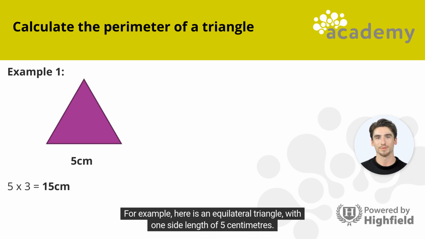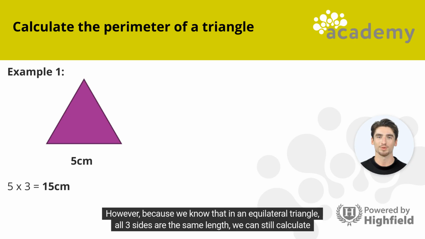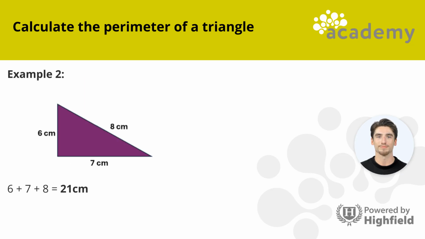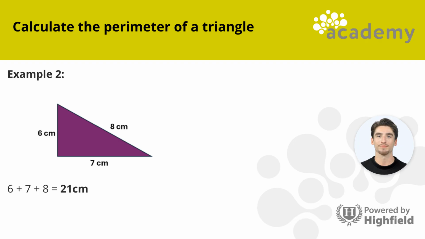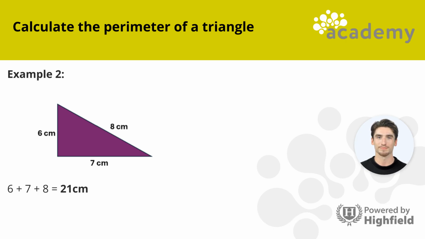For example, here is an equilateral triangle with one side length of 5 centimeters. However, because we know that in an equilateral triangle, all 3 sides are the same length, we can still calculate the perimeter. 5 multiplied by 3 equals 15 centimeters. Here's another example. This time, we have been provided with all 3 lengths, so this is a scalene triangle. To calculate the perimeter, we do 6 plus 7 plus 8, which equals 21 centimeters.